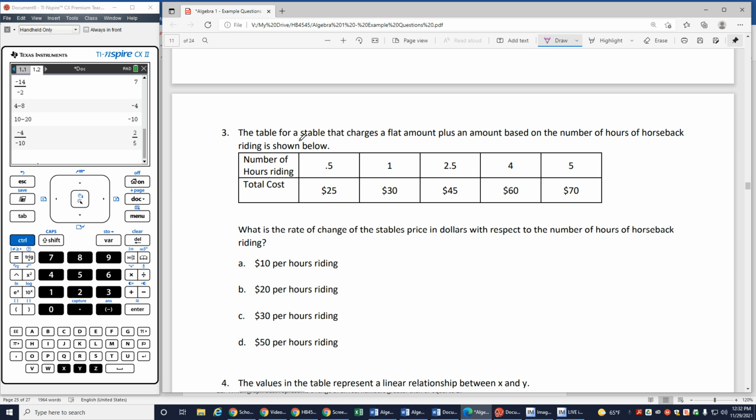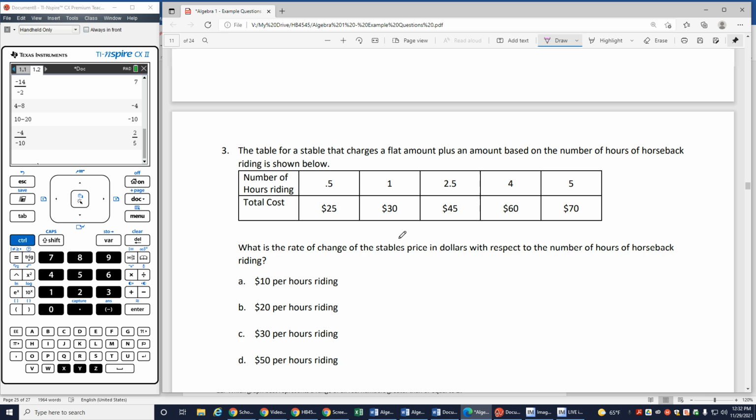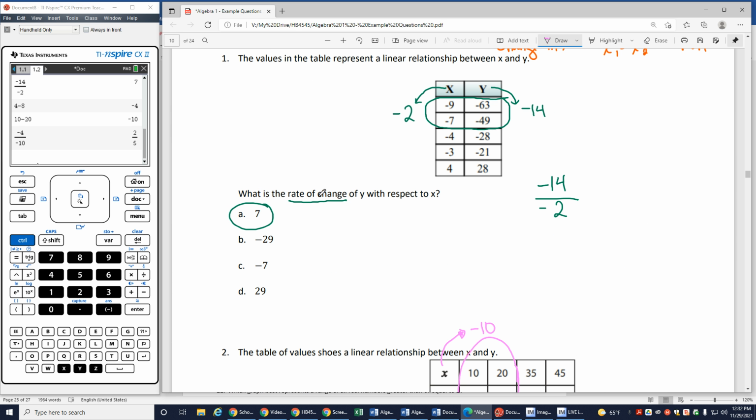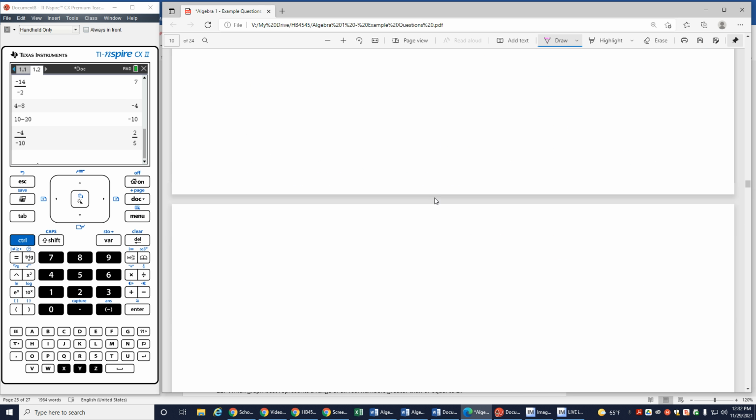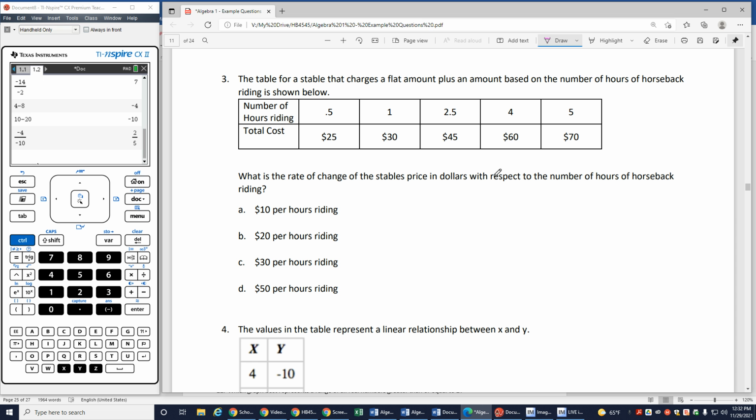Number 3. So here I've got the table for a stable that charges a flat amount plus an amount based on the number of hours of horseback riding is shown below. So I've got my number of hours of riding and my total cost. So if I ride for half an hour, it costs me $25. If I ride for a whole hour, it costs me $30, and so on and so forth. Okay, what is the rate of change of the stable price in dollars with respect to the number of hours of horseback? So remember up here, the rate of change of y with respect to x, and down here it is the rate of change of the stable price with respect to the number of hours. So the stable price is my cost, so that is my y value, and the number of hours is going to be my x value. Usually they're written in order like that.